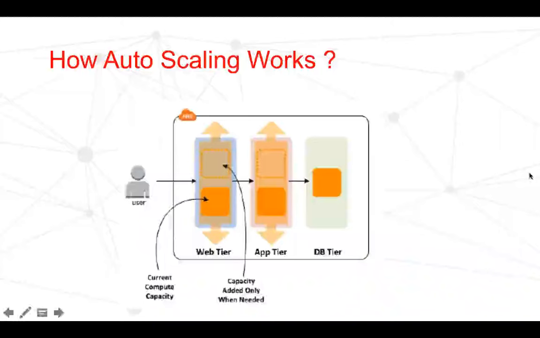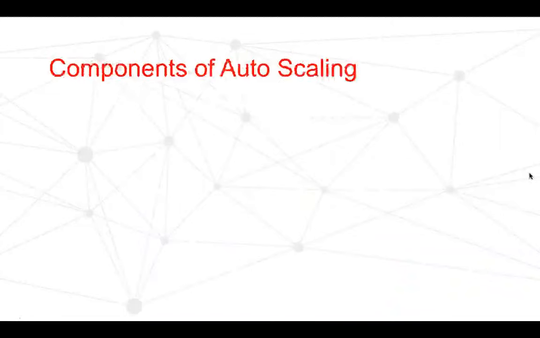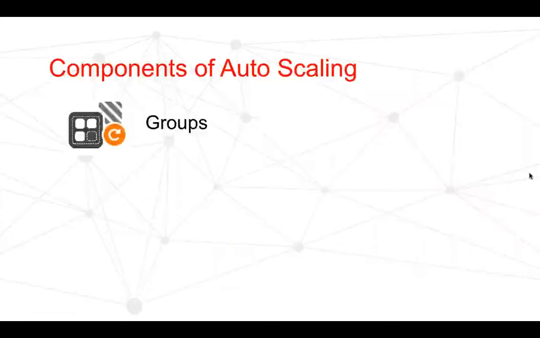We'll skip this slide. I'll discuss that in the next one. Now, what are the components of auto-scaling? The first component of the auto-scaling is called the groups. What is a group? A group is a logical collection of identical instances, right? So you group your instances together. For example, you may have 10 instances in a group that have the same set of application services running upon them, right?